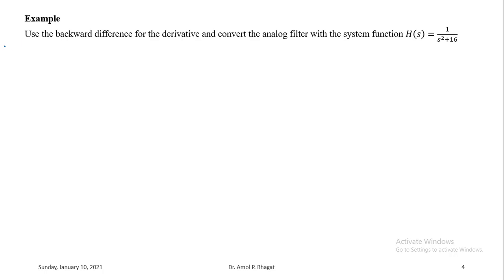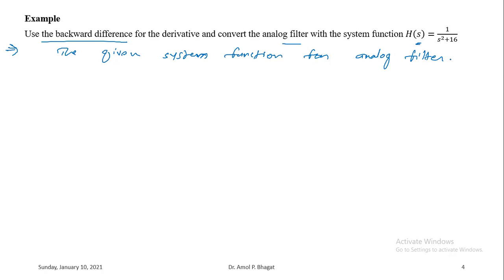So again, the solution is very simple in this example as well. Again, you have to use backward difference for derivative to convert the analog filter with system function H(s) into a digital filter. So the given system function for the analog filter is H(s) = 1 / (s^2 + 16), right?